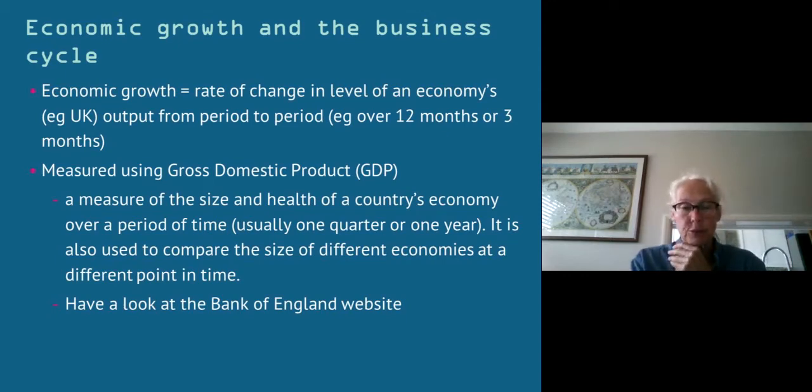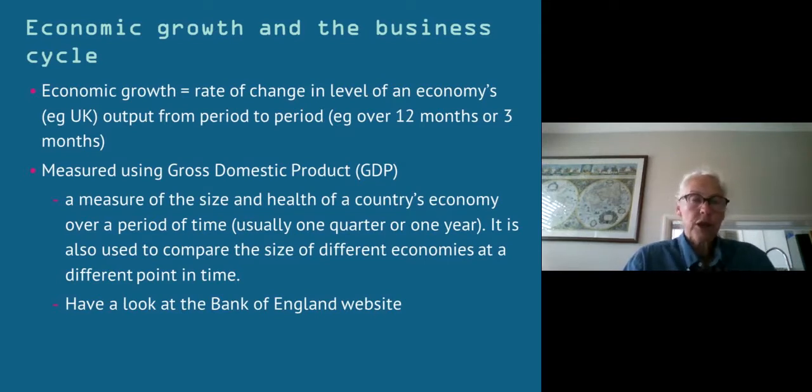And we measure this using something called gross domestic product, which is often just referred to as GDP. So if you're watching the news, people will be talking about GDP, and that's what they mean. It's gross domestic product. And as you can see there, this is a measure of the size and the health of the country's economy. And actually we can use it to compare the size of different economies and at different points in time.